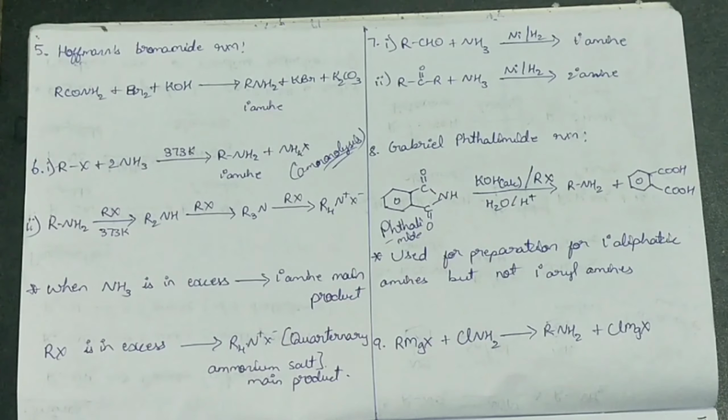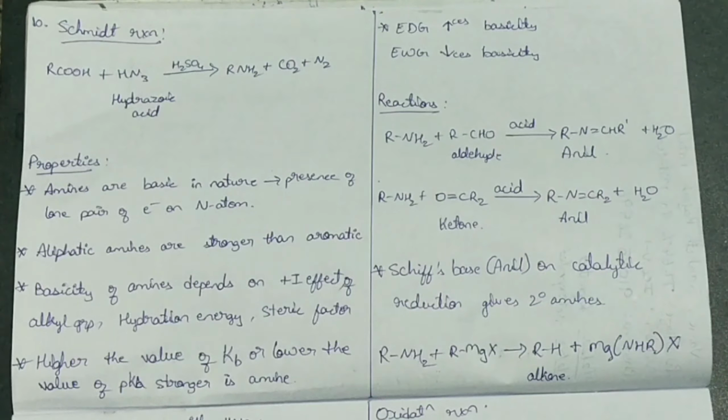Next, Grignard reagent reacting with chloroamine gives a primary amine. The last preparation is where carboxylic acid reacts with hydrazoic acid in the presence of H2SO4, and a primary amine is obtained. So these are the important preparations of amines.